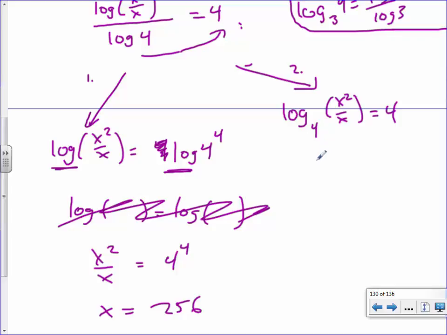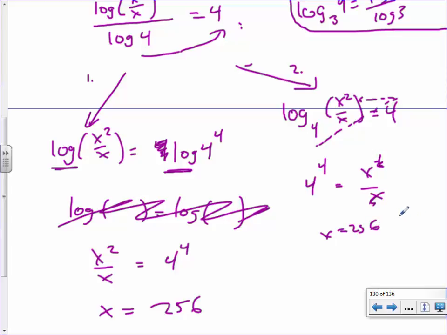I could use the rule of how logs and exponents convert between each other, which would be this little base of 4 going to the power of 4 equaling x squared over x. So it would be 4 to the 4 equals x squared over x. That makes sense? I'm changing it out of logarithmic form into exponential form. And then at this point, is that not exactly what we just had right here? So then cancel the x. X is equal to 256.